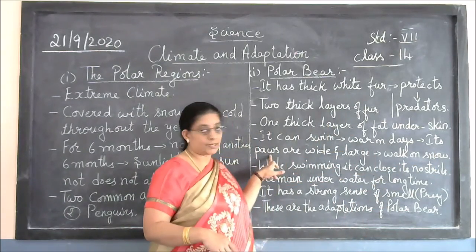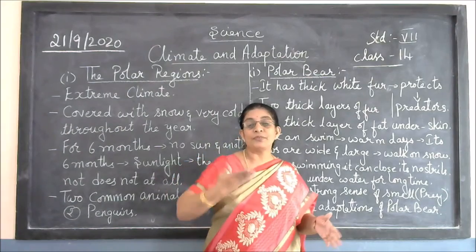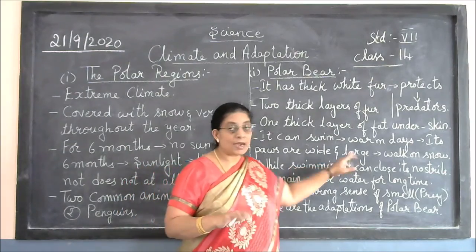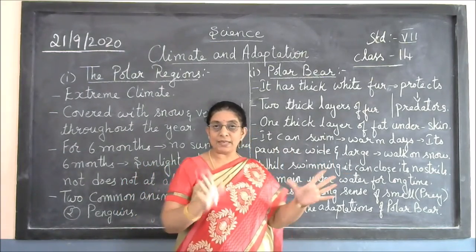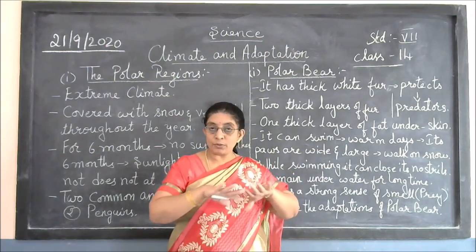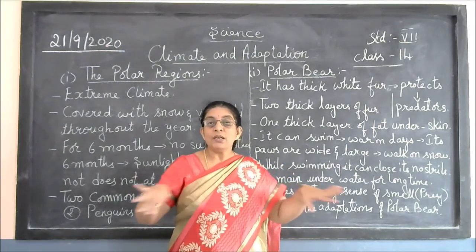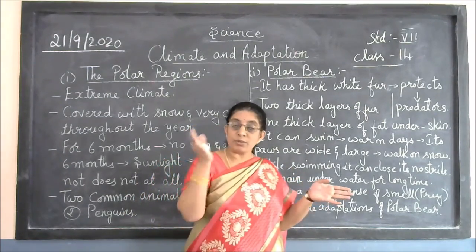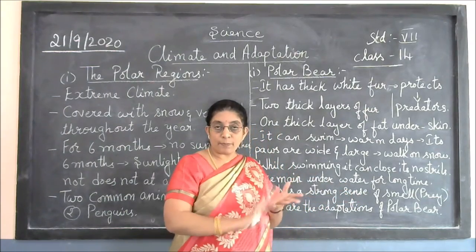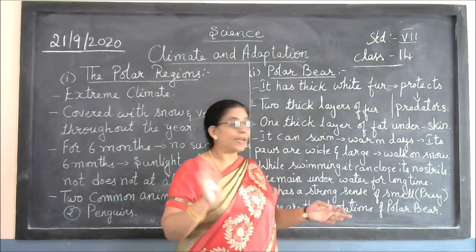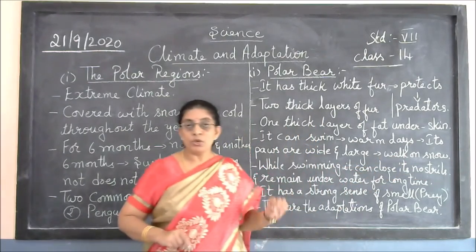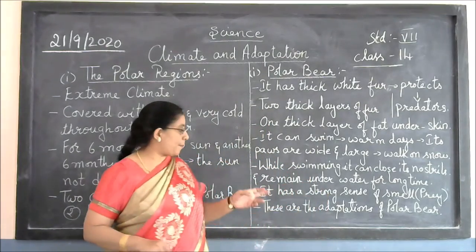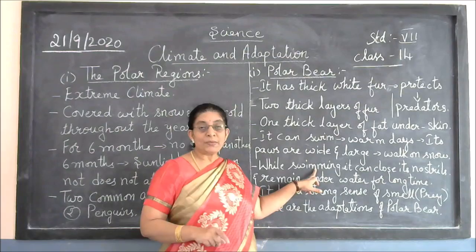And its paws. Paws means what? The feet of the polar bear. The paws are white and they are large. Large means big in size, which helps them push the water when they are swimming, to move forward. Otherwise, during the cold days, these large white paws help them walk on the snow, so that cold does not enter their body through the paws.